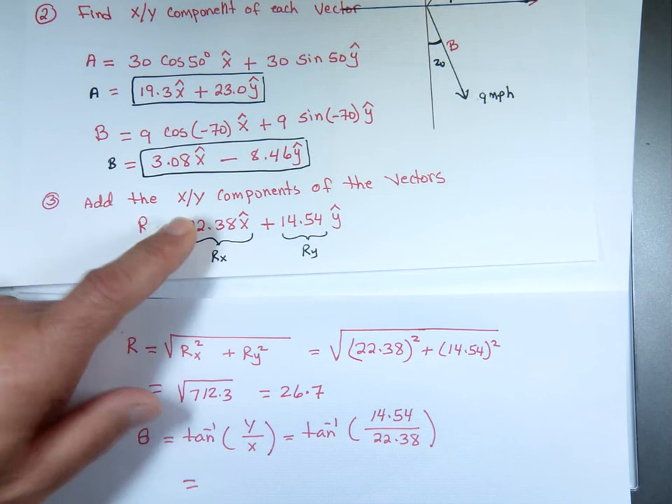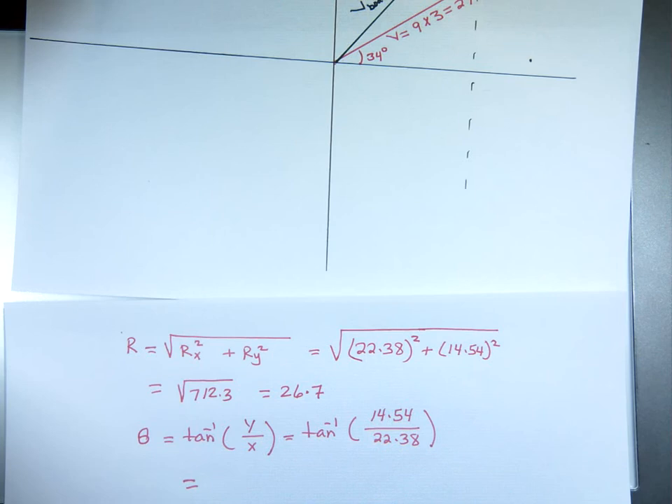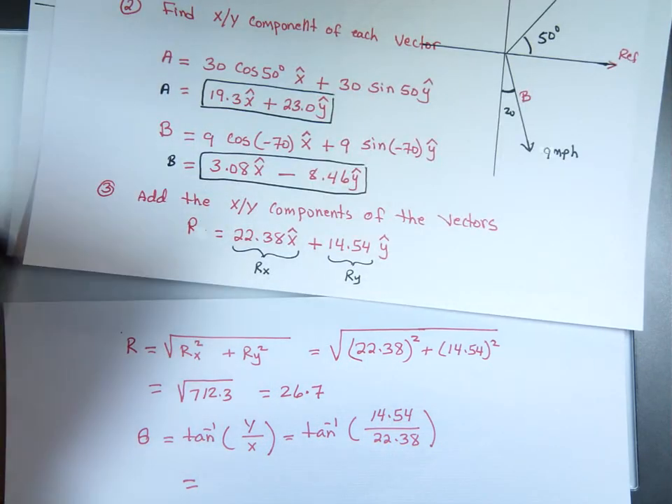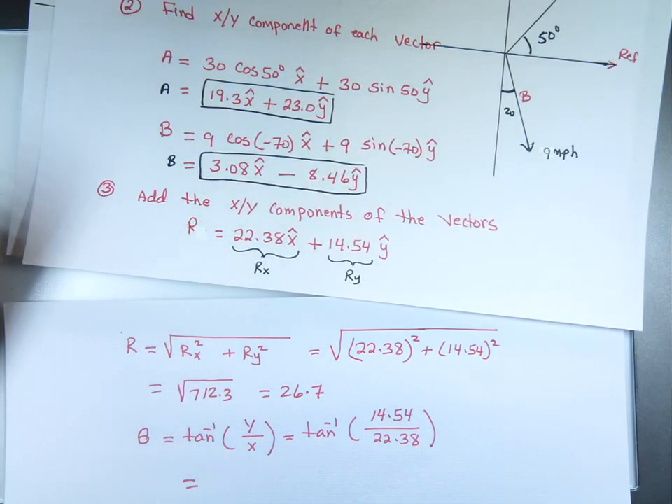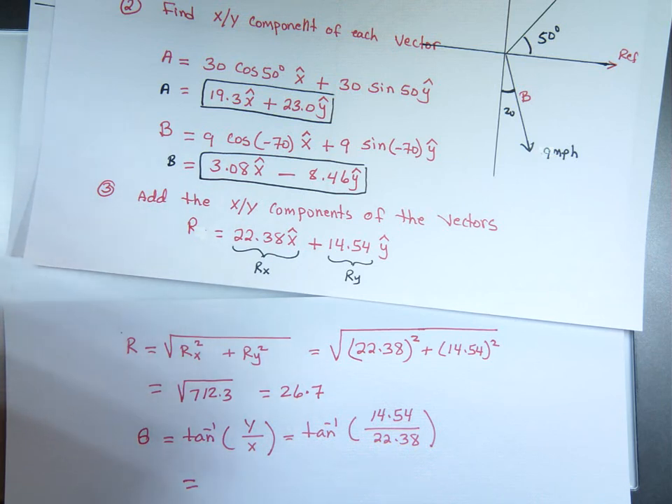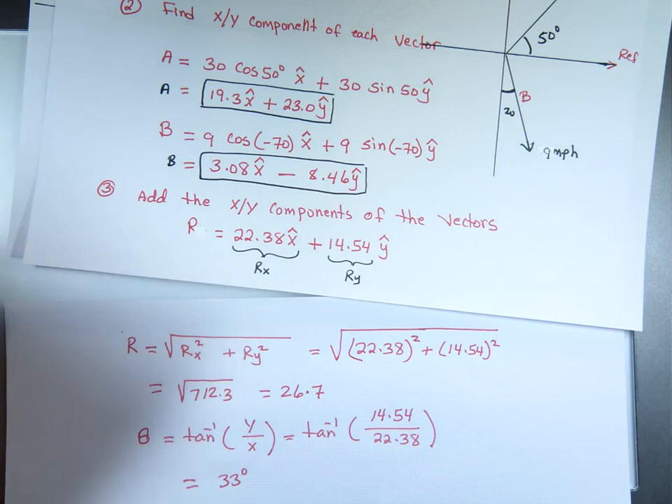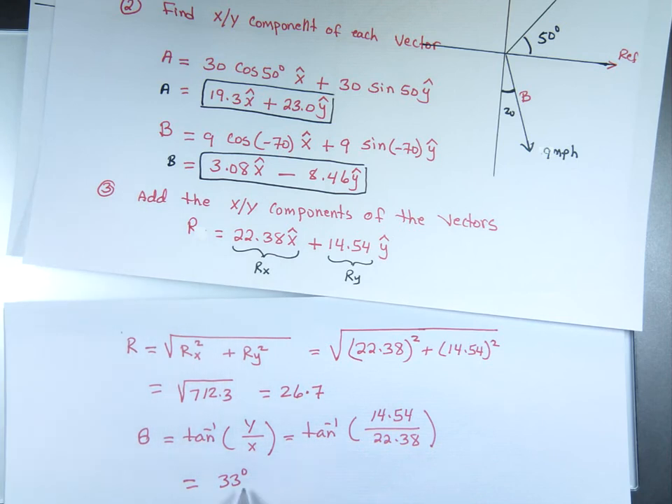So let's see what the angle is there. Was it close to what we thought it was going to be? Was it around 34, 35 degrees? 33 degrees. 33.0. That's really a better way of doing it.